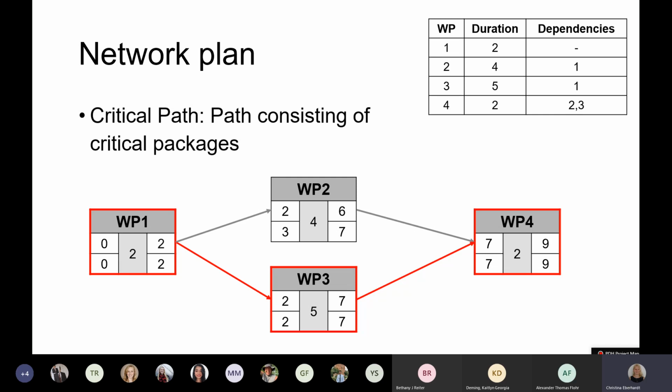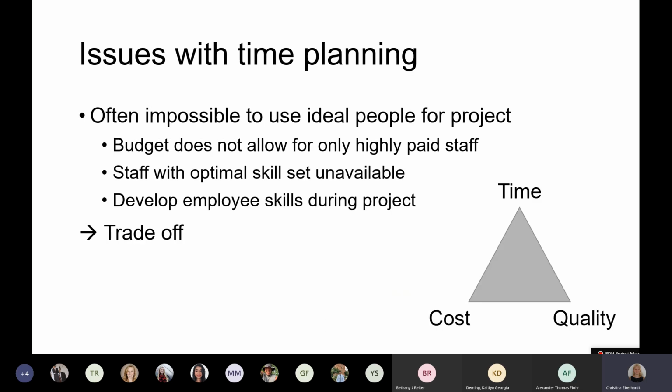And when we try to avoid those critical paths, sometimes it is impossible for us to use the ideal people for the project, so the durations of the single work packages might be longer than we want them to be. But there are many factors that go into that. For example, our budgets might not always allow us to have only the highly paid staff.